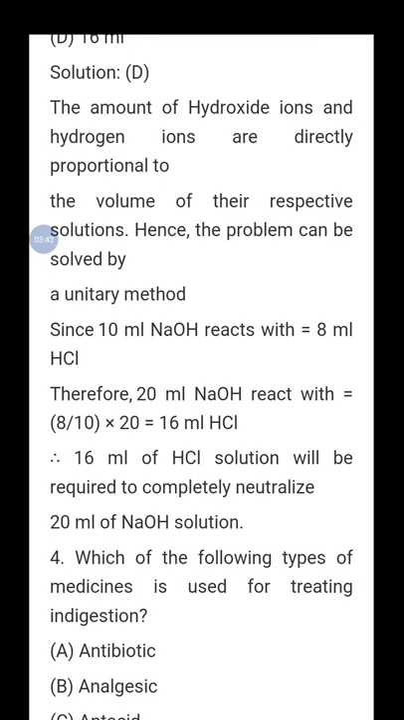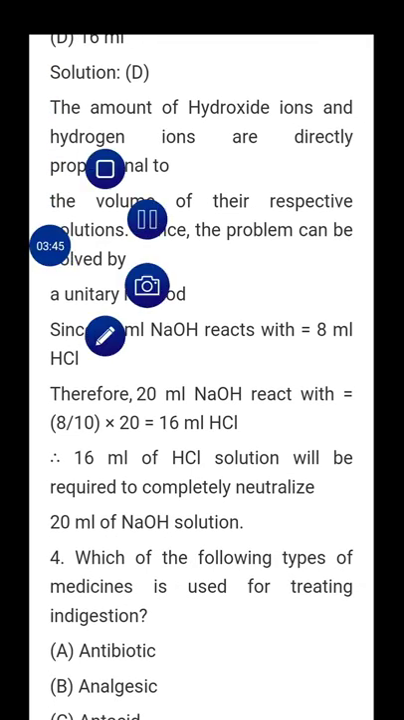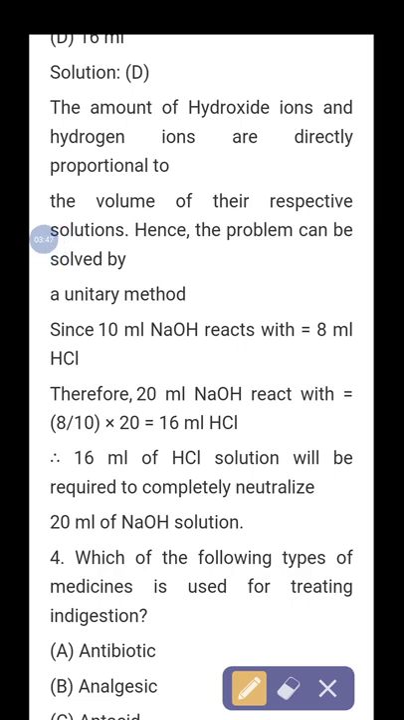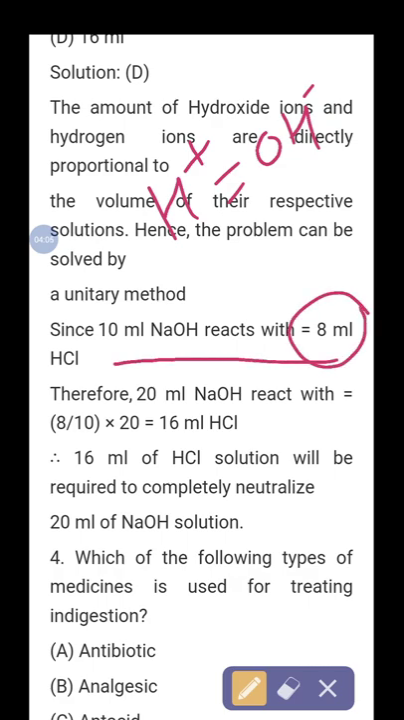The amount of hydroxide ions and hydrogen ions are directly proportional to the volume of their respective solutions. The amount of hydrogen ion is equal to the amount of OH ion. So by the unitary method, you would simply say 10 ml NaOH reacts with 8 ml HCl. Therefore 20 ml NaOH reacts with 8 by 10 into 20, that is 16 ml. So 16 ml of HCl solution will be required to completely neutralize.